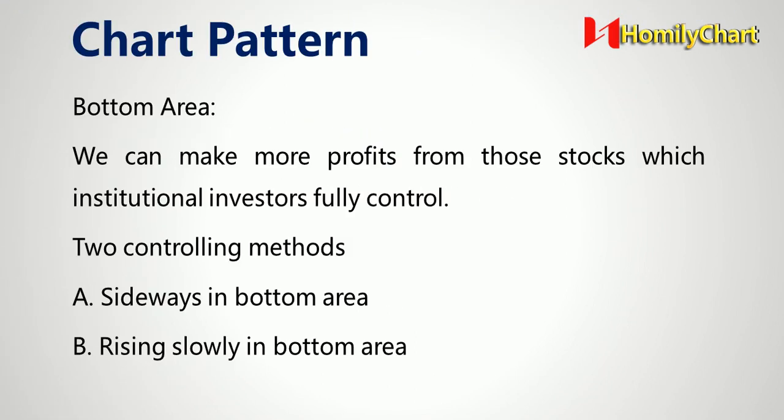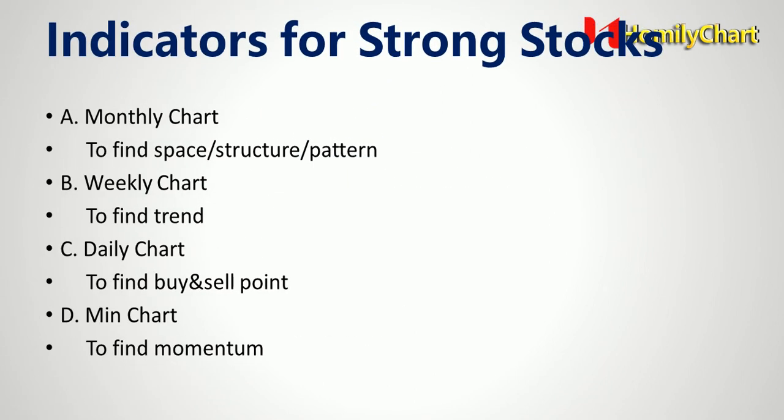Then indicators for strong stocks. So monthly chart helps us to find space or pattern. Weekly chart can show us the trend. Daily chart can help us to find the buy and sell point. The mini chart is to find the momentum, okay?